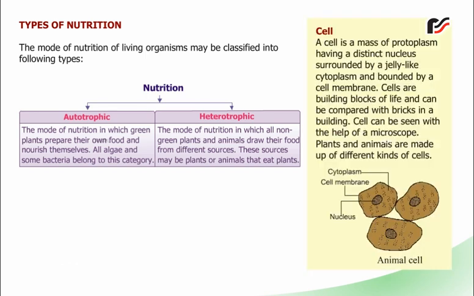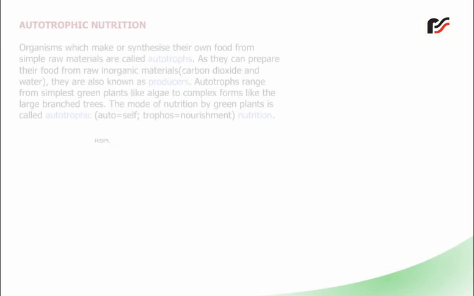Cell. A cell is a mass of protoplasm having a distinct nucleus surrounded by a jelly-like cytoplasm and bounded by a cell membrane. Cells are building blocks of life and can be compared with bricks in a building. Cells can be seen with the help of a microscope. Plants and animals are made up of different kinds of cells.